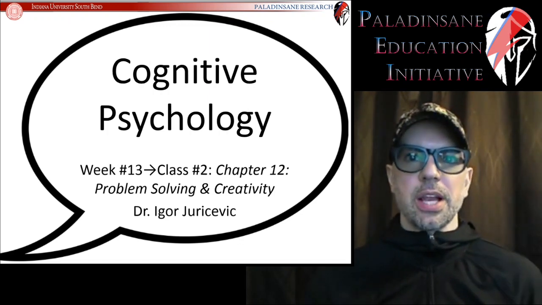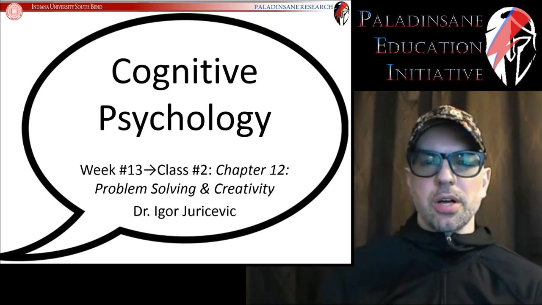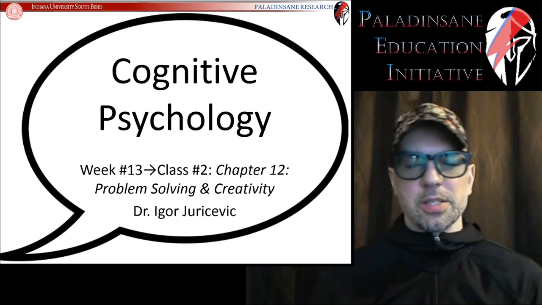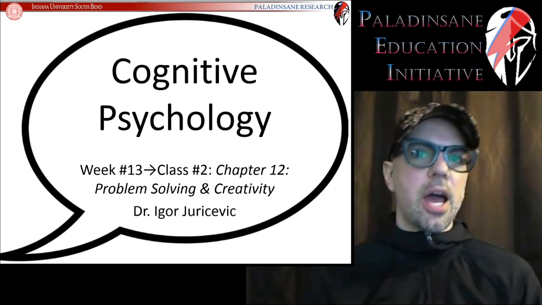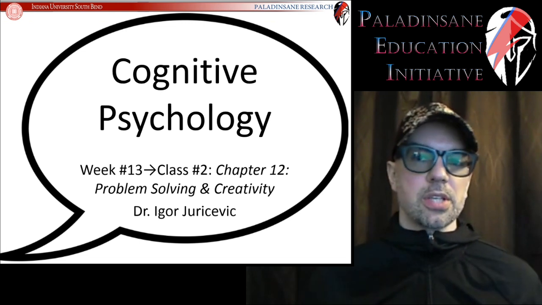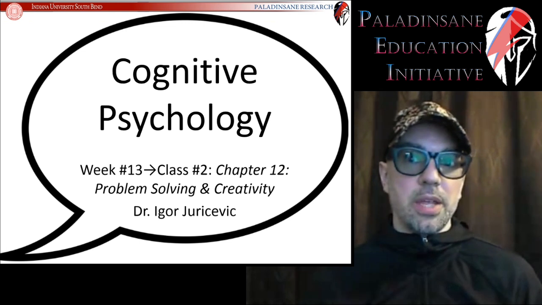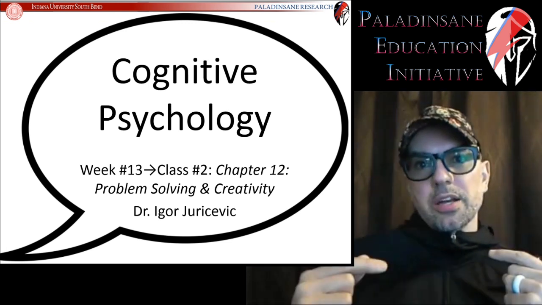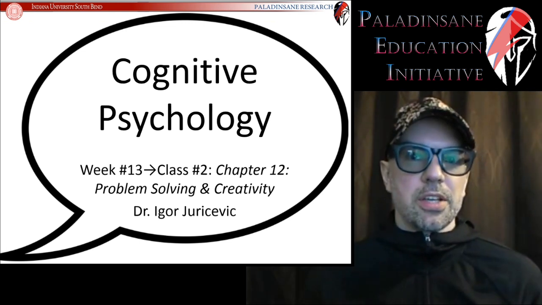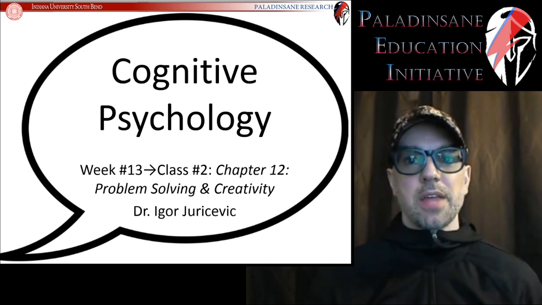This is week 13, class number 2. And today we're going to begin our look at chapter 12, problem solving and creativity. So we're continuing to look at the higher order cognitive processes now. This time we're going to focus on how it is that we solve problems. When we encounter things that we don't know the immediate solution of, what are the cognitive processes that help us eventually attain that solution? In other words, eventually help us solve that problem.